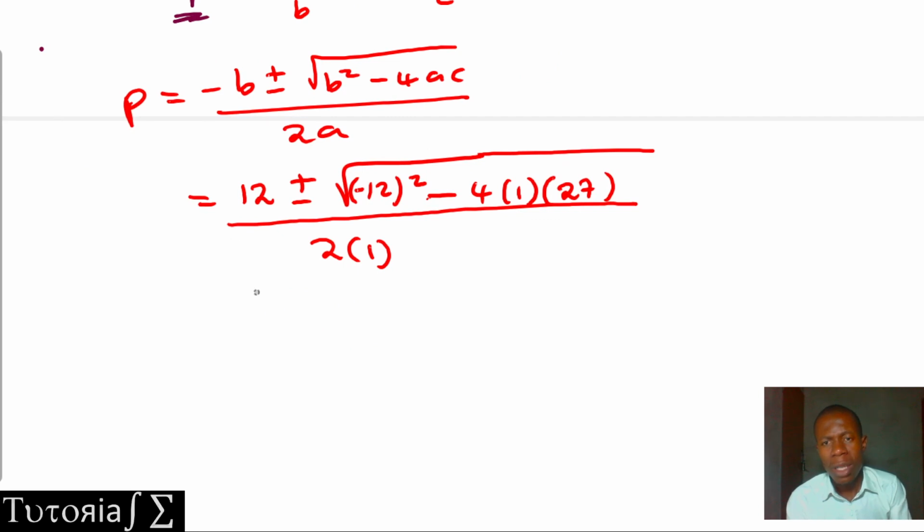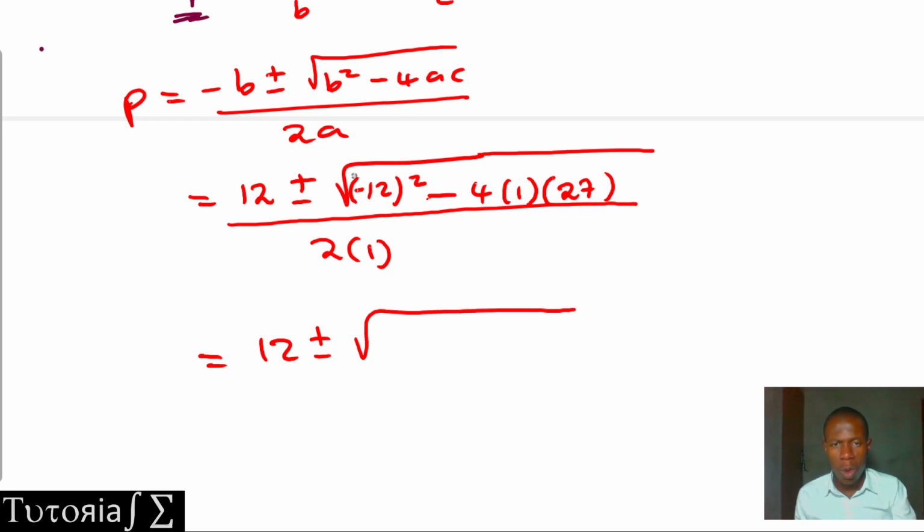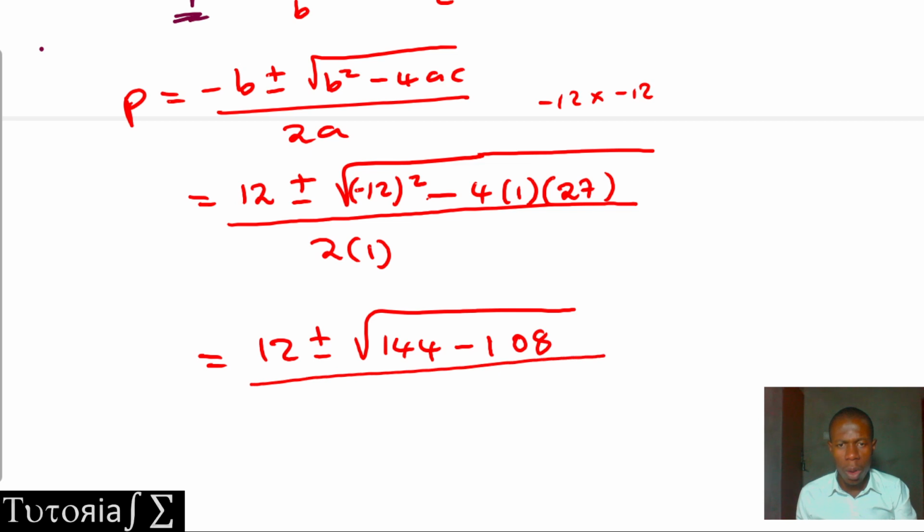So we can simplify. So this is equal to 12 plus or minus root of negative 12 squared. So this is negative 12 times negative 12. So this number will never be negative. So be careful how you punch that on your calculator. Make sure you put it in brackets and you square it. Don't just write it as 12 then squared. So put it in brackets, then you square it, which will give you positive 144. Then here we're going to have 108, then all over 2.